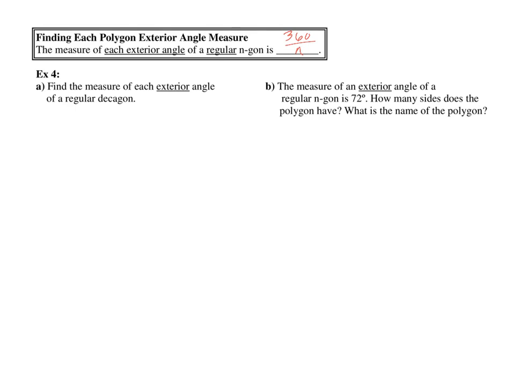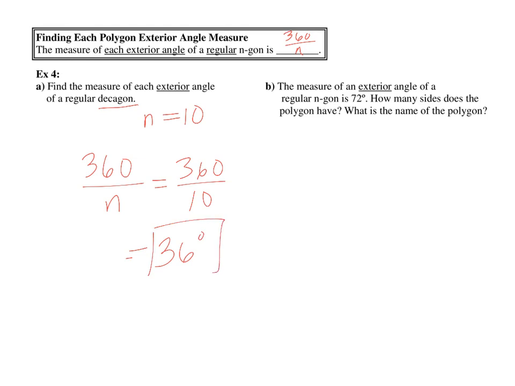So example 4, find the measure of each exterior angle of a regular decagon. How many sides does a decagon have? It has 10. So it says to find the measure of each exterior angle. I know that all of the angles add up to 360. If I want each, I have to divide by n. And in this case, n is equal to 10. So each angle is equal to 36 degrees. And that's the exterior angle.